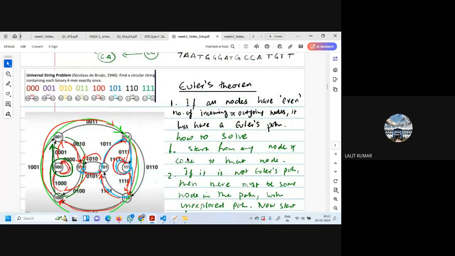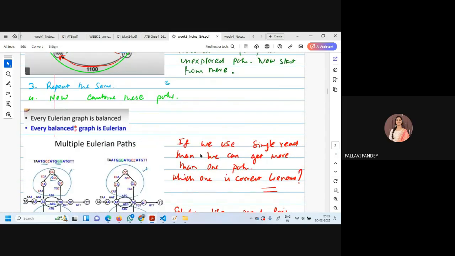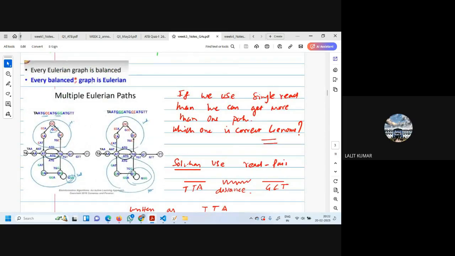So we have to understand this again. There are two main parts: nodes have to have an even number of incoming and outgoing edges. Then it definitely has an Eulerian path. Every Eulerian graph is balanced, and every balanced graph is Eulerian. Balanced means that there is an equal number of incoming and outgoing edges.